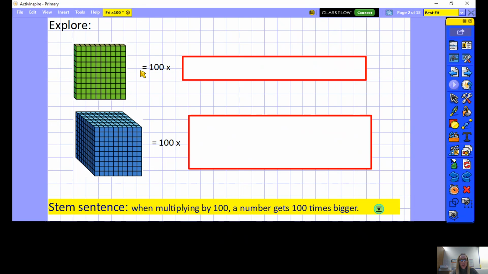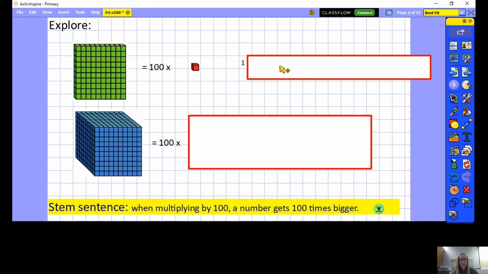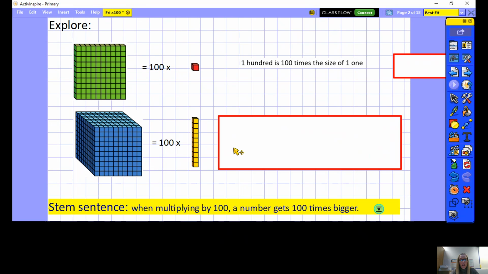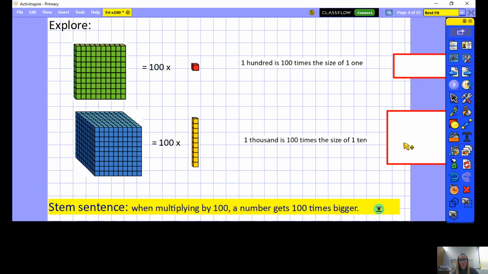So 100 equals 100 times 1. 100 is 100 times the size of 1. 1000 is equal to 100 times 10. 1000 is 100 times the size of 10.